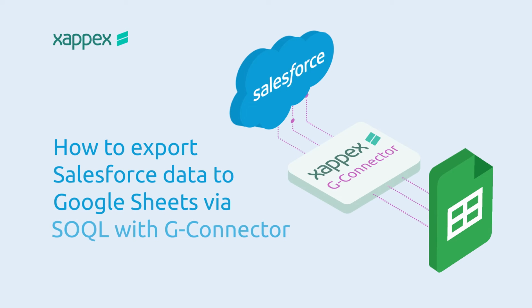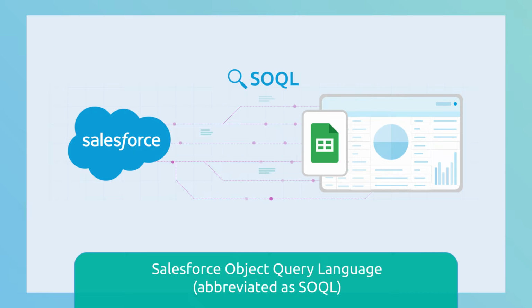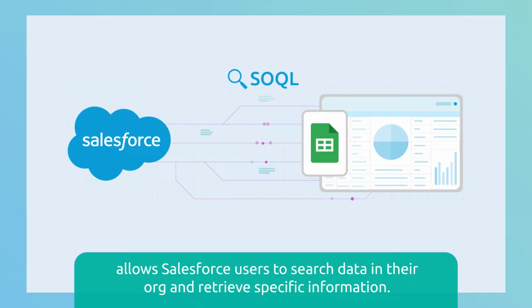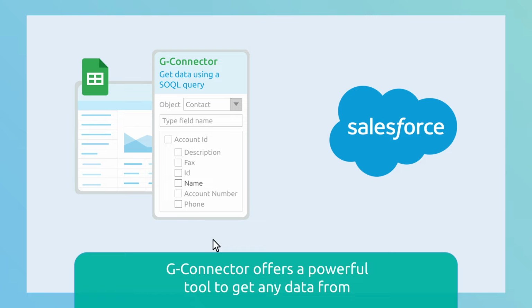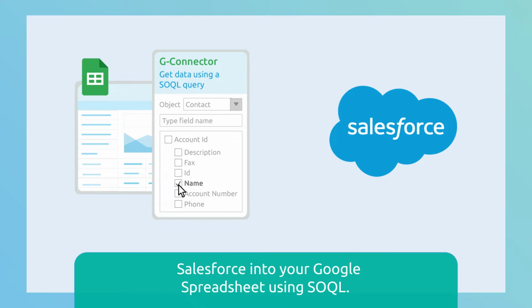How to export Salesforce data to Google Sheets via SOQL with G-Connector. Salesforce Object Query Language, abbreviated as SOQL, allows Salesforce users to search data in their org and retrieve specific information. G-Connector offers a powerful tool to get any data from Salesforce into your Google Spreadsheet using SOQL.